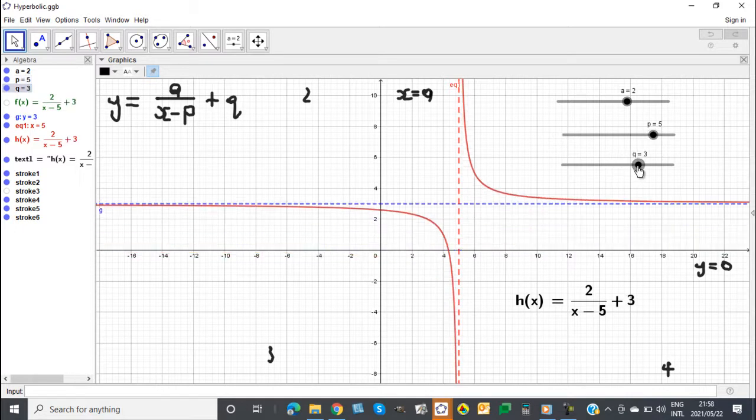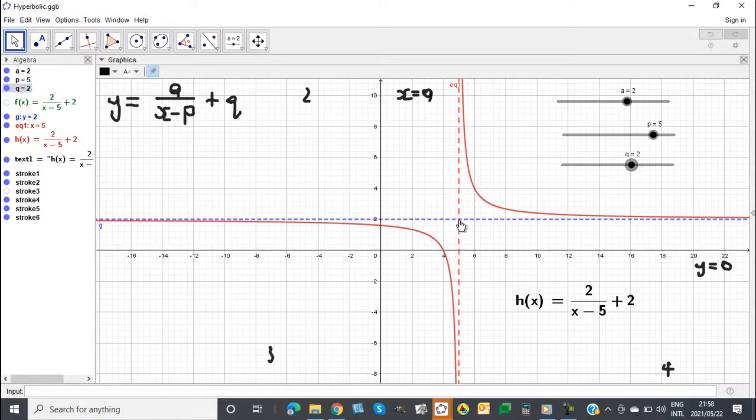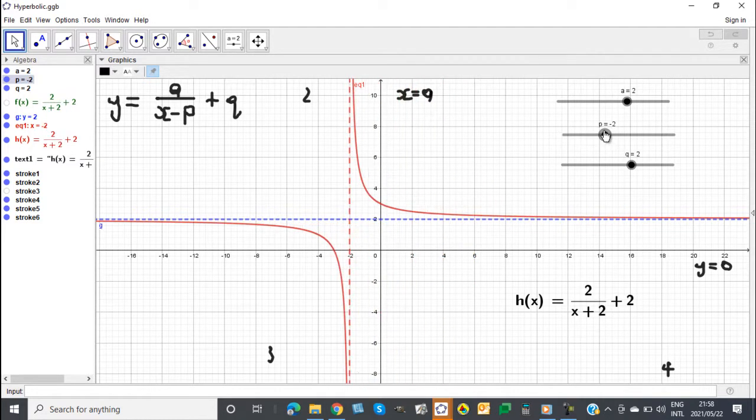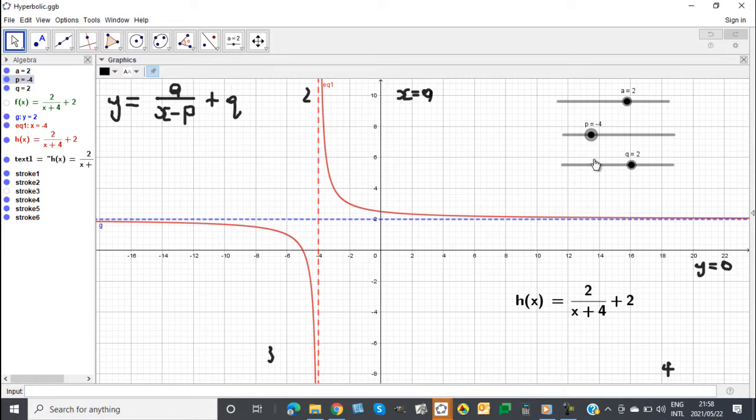Then if you play around with your q, maybe let's make it 2 for instance. You see, this is now my first quadrant, my second quadrant, my third, and my fourth. A is still positive, the graph is in the first and the third. But now my horizontal asymptote is at y equals 2, and the vertical asymptote is still at 5. I can place it at 6. This is what you'll have. And I mean, your p can be negative. It will only mean your graph shifted 4 units to the left in that case, and this is your graph.